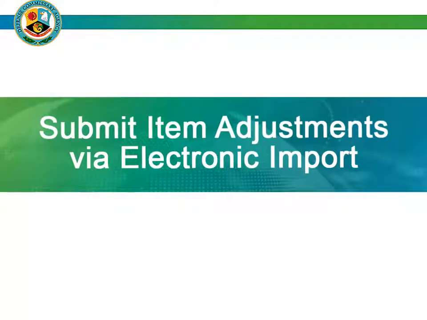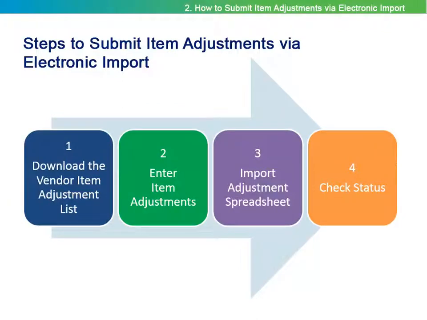How to submit item adjustments via electronic import. There are 4 basic steps to submitting item adjustments via electronic import. First, export your item adjustment list and save it as an Excel spreadsheet. Then, enter the data for the adjustments into the spreadsheet. Import the spreadsheet using the electronic import module, and you can immediately check the status of the adjustments you submitted in the Vendor Item Adjustments module.